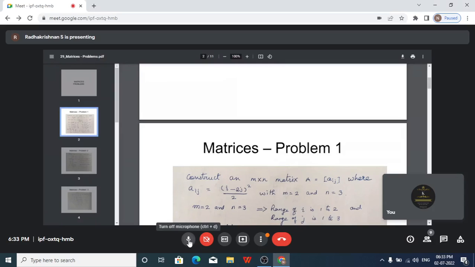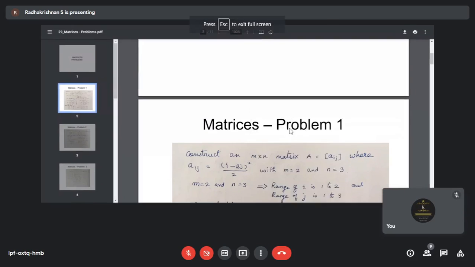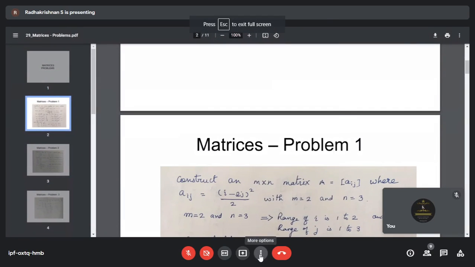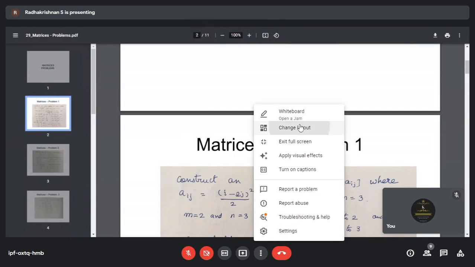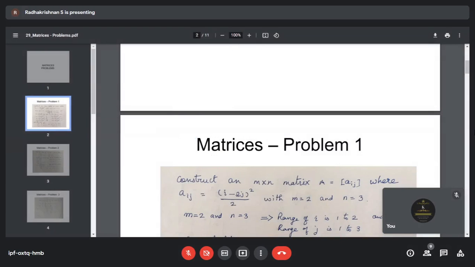Let's get going. So this is the first problem. It's one of the very simple problems. Construct a M by N matrix A equal to [aij], where aij is (i minus 2j) the whole square by 2, with M equal to 2 and N equal to 3. So if you have an understanding of what a matrix is, you should be able to do it.